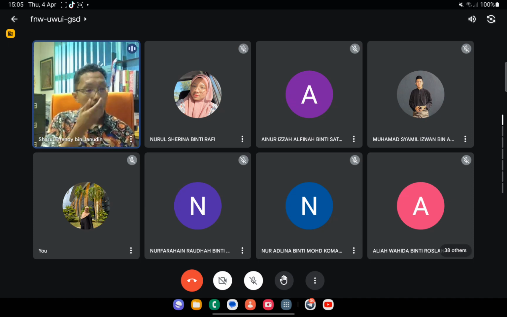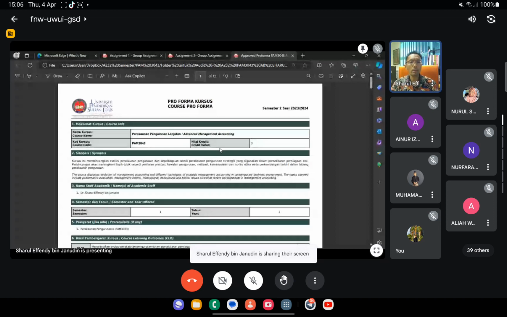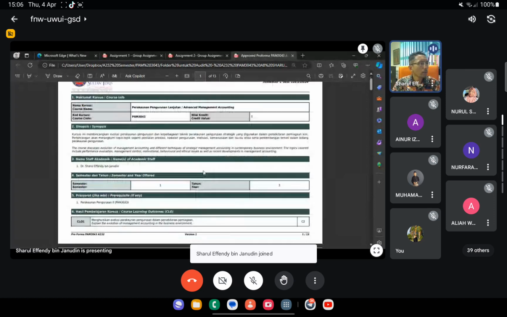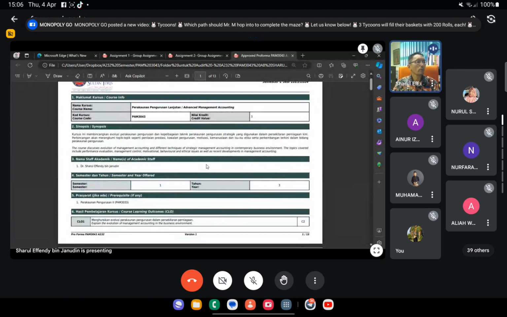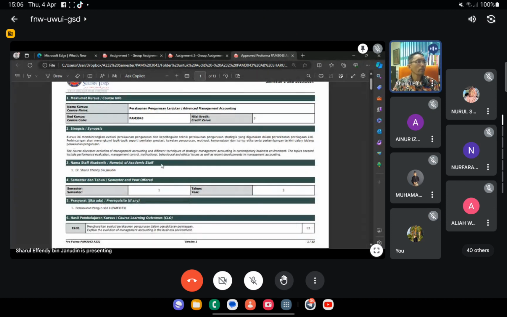Okay. All right, so let's begin by looking at what would be our topic for discussion throughout the semester by looking at the Proforma. You can download the Proforma. All right, this is the Proforma. The synopsis for this course actually is the course discusses evolutions of management accounting and different techniques of strategic management accounting.